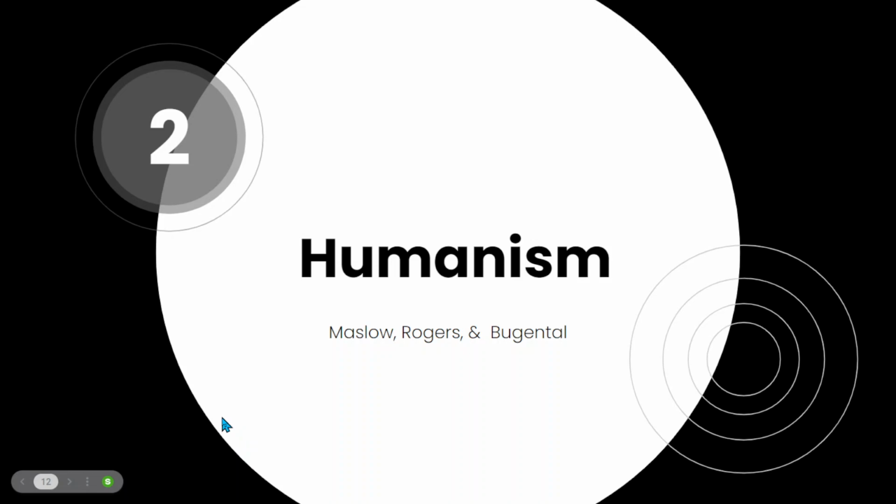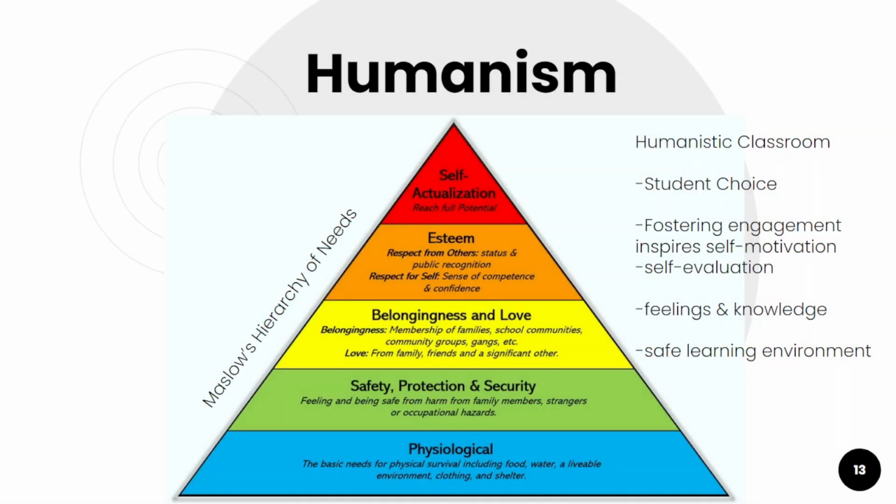Next on our list is humanism. This is Maslow, Rogers, and Bugental. And this is where we talk about a hierarchy of needs. The optimum state of learning is self-actualization, where students have reached their full potential. And according to Maslow's hierarchy of needs, we need to make sure that all of the things in the tiers below are met as well as they can be to maximize the self-actualization.